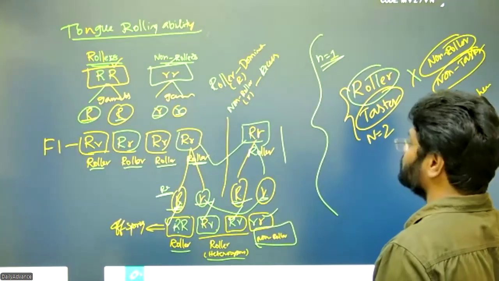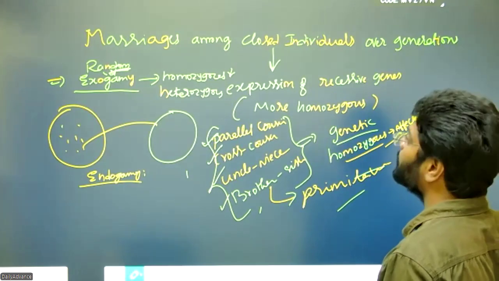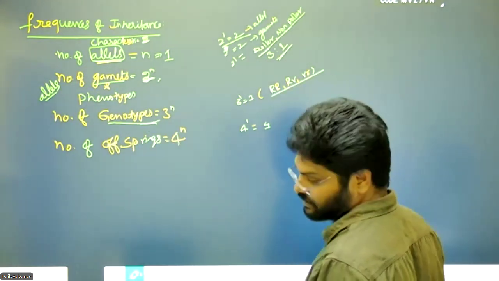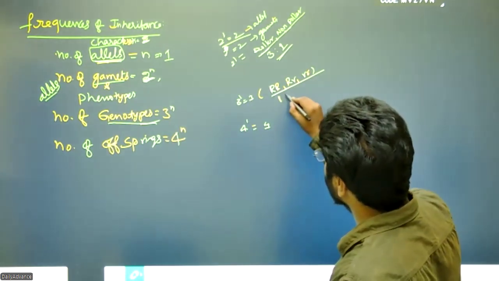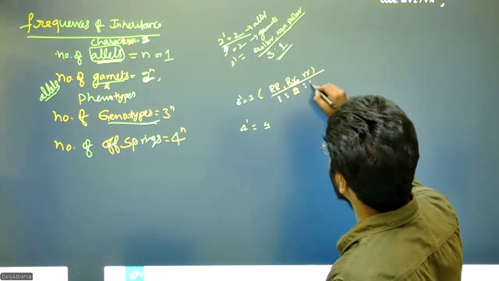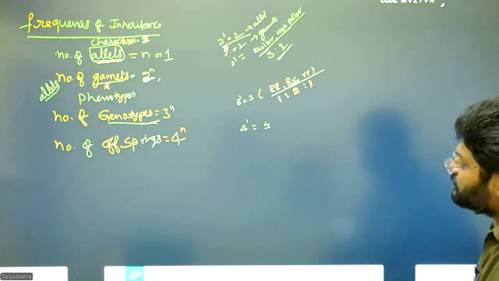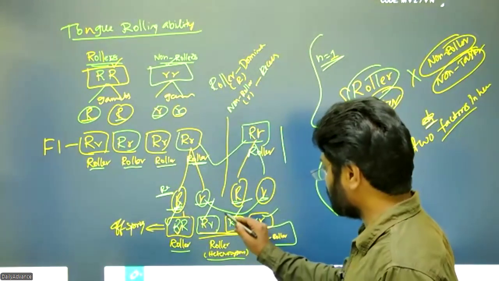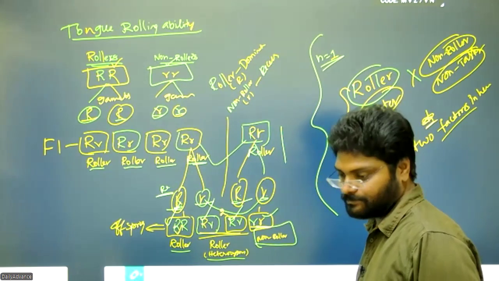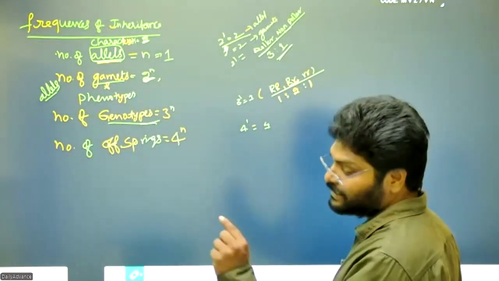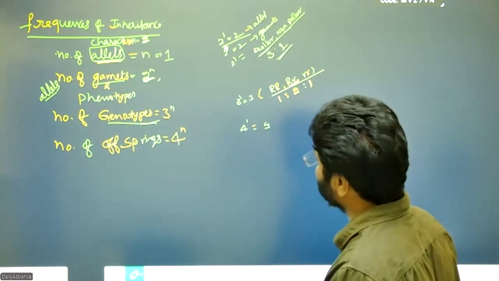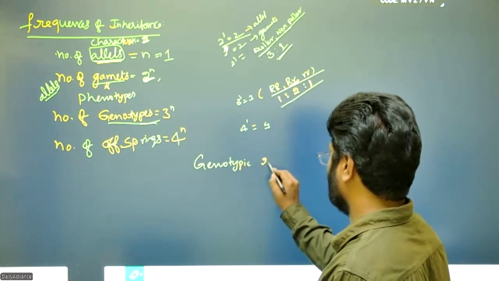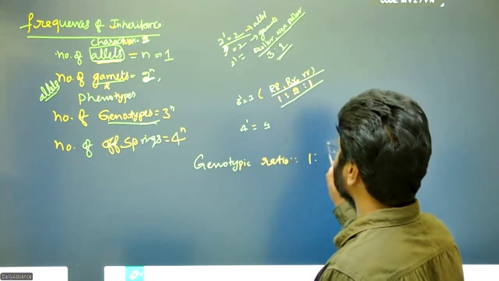So what is the genotypic frequency here? These are all the genotypes, right? 3 genotypes are there. Genotypic frequency: capital R capital R is 1, capital R small r is 2, small r small r is 1. Understand? 3 genotypes are there, and the ratio is 1 is to 2 is to 1. When a single character with contrasting alleles is present, the genotypic ratio is 1 is to 2 is to 1.